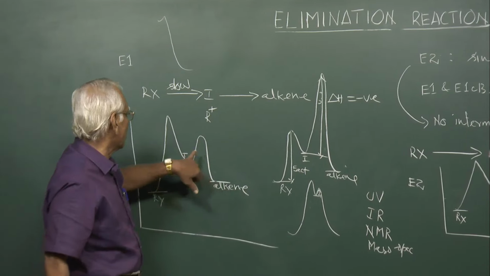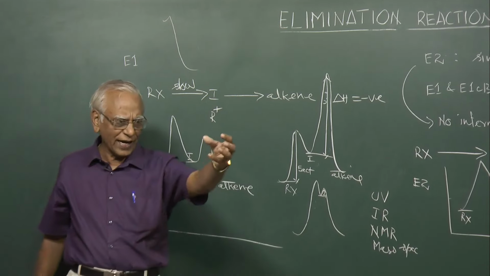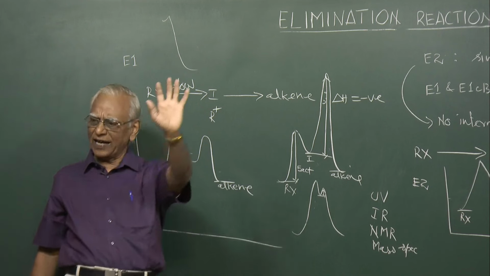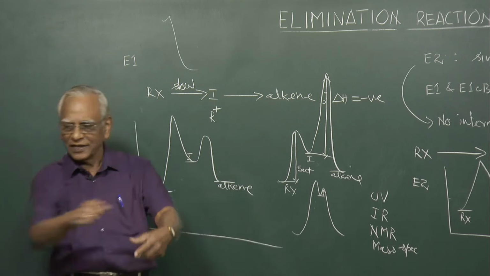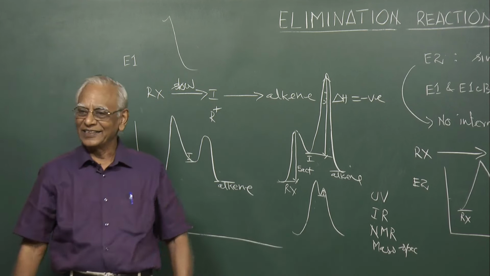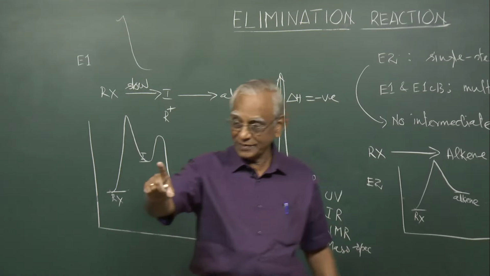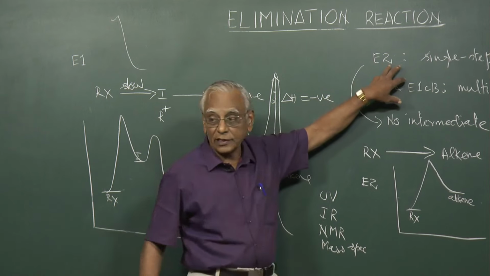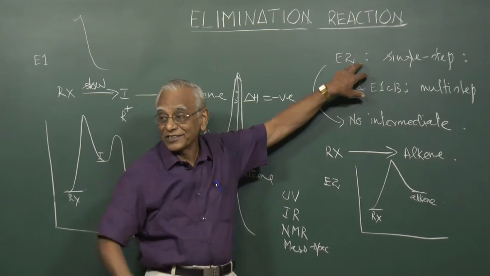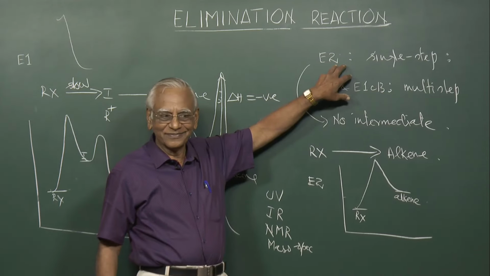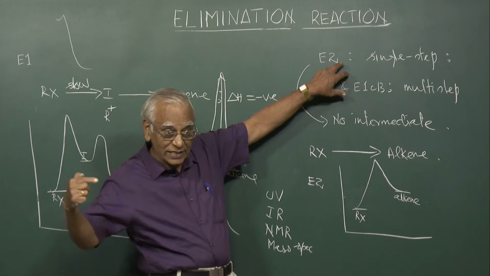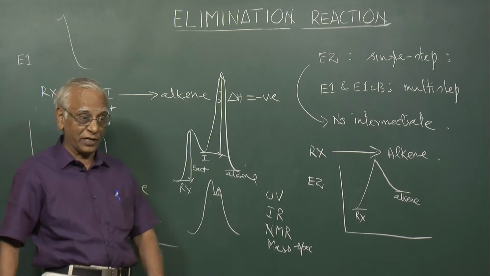Supposing the intermediate is going to stay only for a fraction of a picosecond. The moment it is formed, it is recorded over there, and that can be taken as evidence. And that way we prove that particular reaction is not an E2 reaction, because we have at least identified the formation of an intermediate.